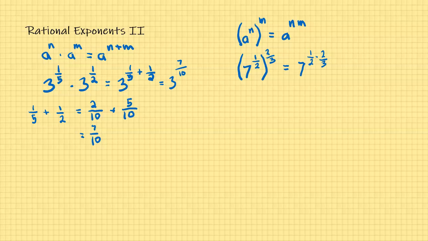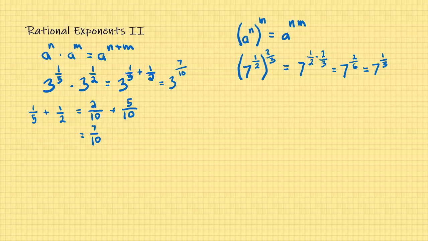And when you multiply fractions, it's easy to do. 1 times 2 is 2, so I'm going to put that in the numerator. 2 times 3 is 6. So that's 7 to the 2/6 power, but that simplifies because 2/6 simplifies to 1/3. So the answer here is 7 to the 1/3 power.